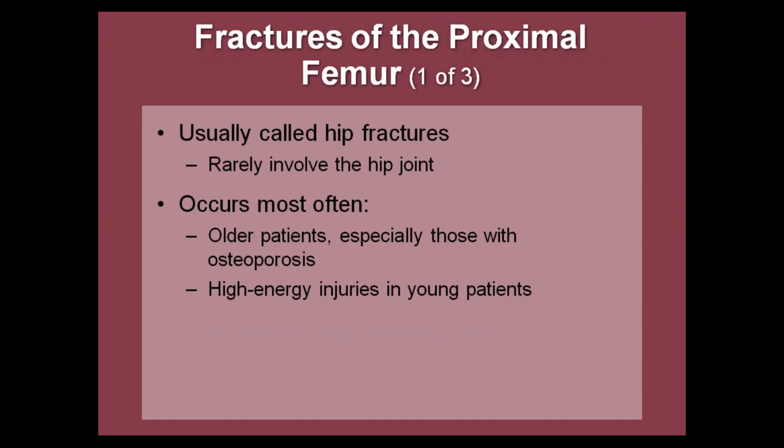Proximal femur fracture, usually called a hip fracture, rarely involves the hip joint. It often occurs in older patients, especially those with osteoporosis. High energy injuries occur in the young. So if it's going to be a younger patient, it's going to involve high energy.